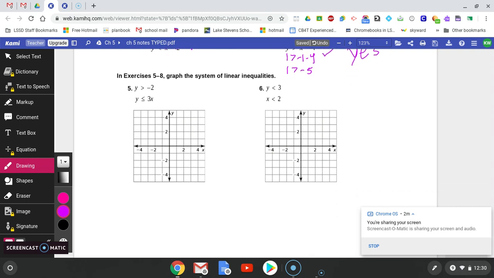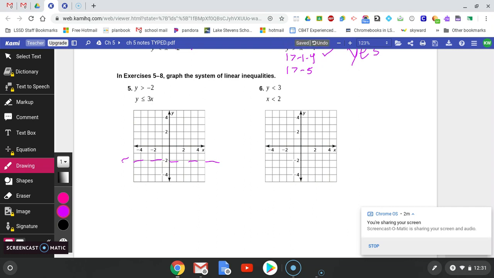Okay. So now we're getting into actually graphing our systems. This is a system of linear inequalities, so we're going to be doing shading for both of them. So if I have y is greater than negative 2, greater than does not have an equal to sign underneath it, so I know it's going to be a dotted line where y is equal to negative 2.